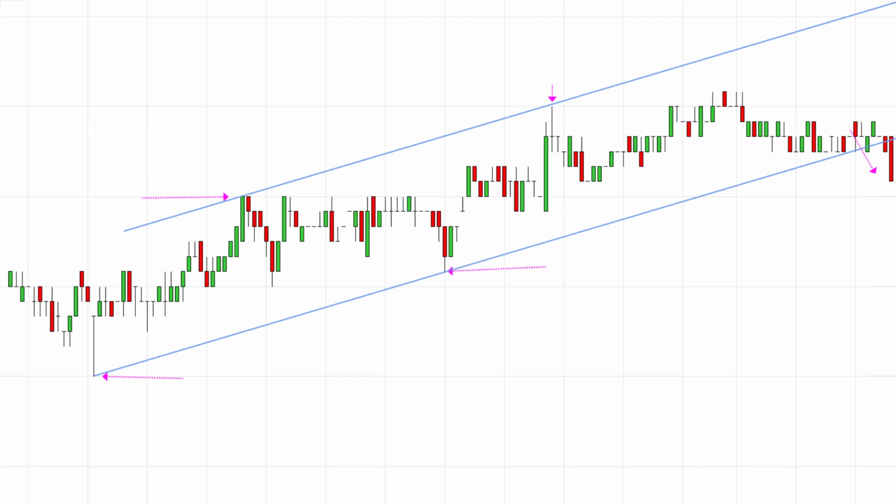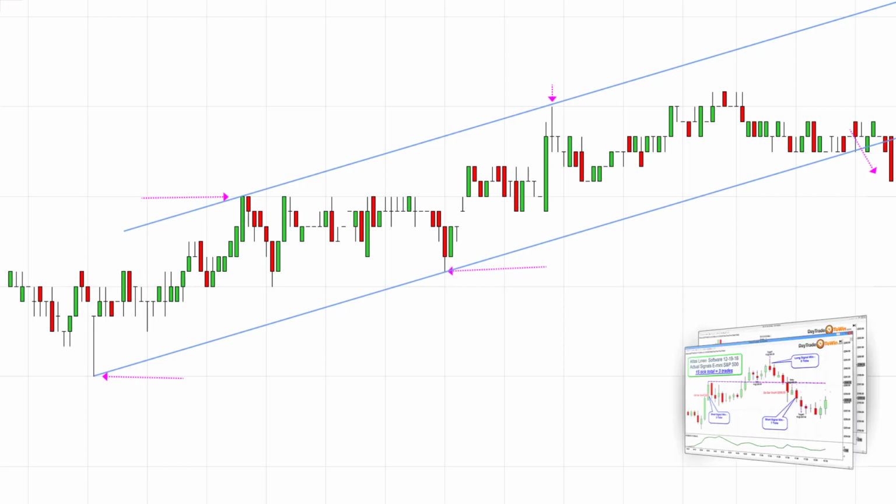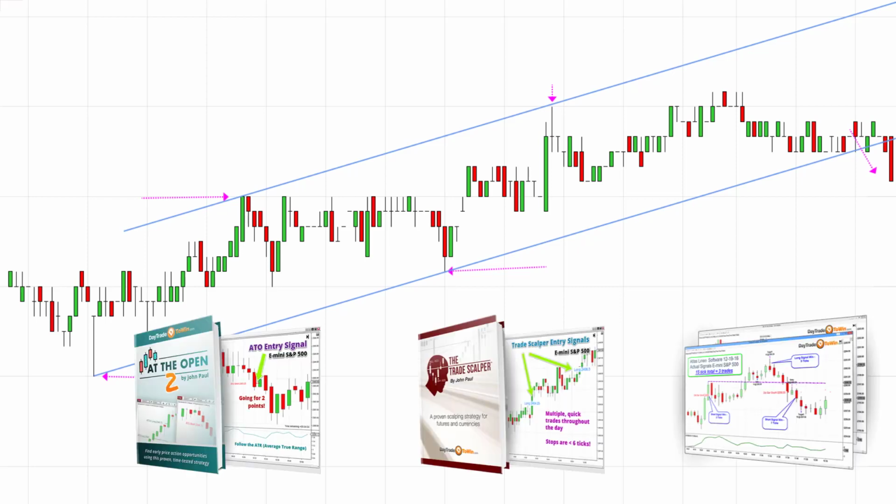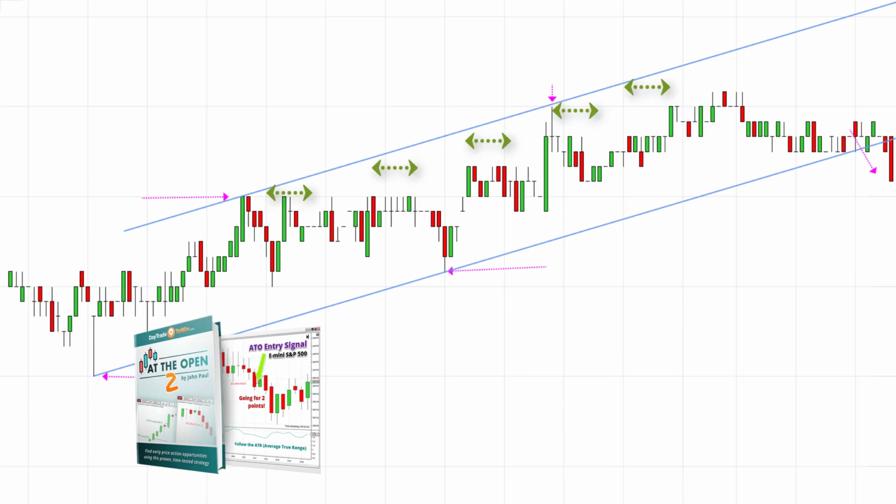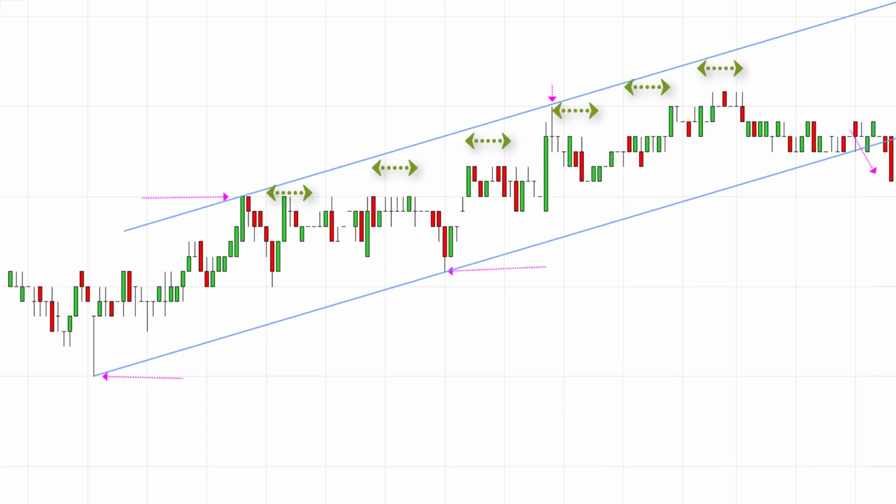Another way to use the price channels is to know when to be more conservative in your trade management. Say the market is in an uptrend channel and some trading strategy like the DayTradeToWin Atlas line, Trade Scalper, or at the open 2 signals a long trade close to the upper boundary of the channel, close to the overbought line. Now you can take advantage of the information that the trend channel gives you and perhaps take profits earlier as the market approaches the overbought line, or simply enter a smaller position in the first place.